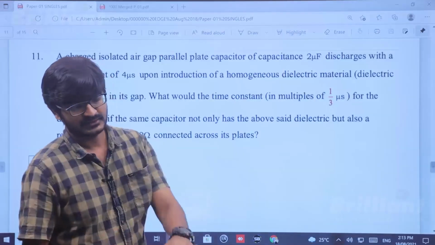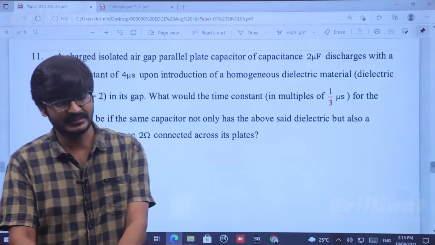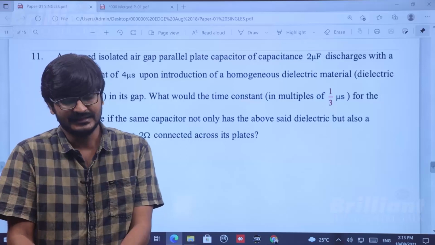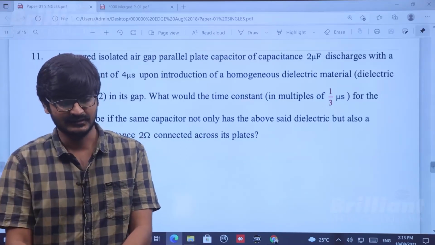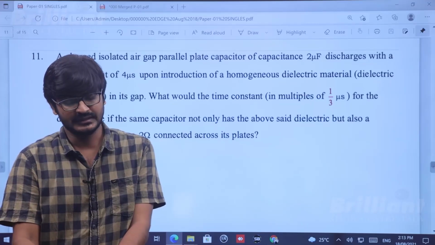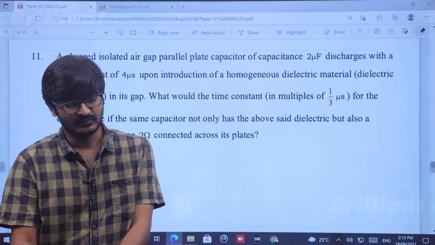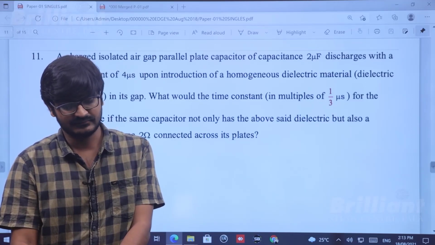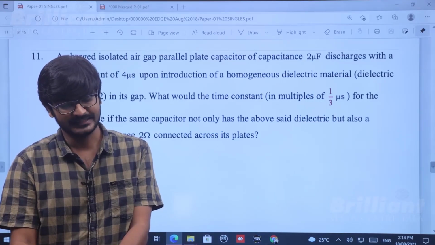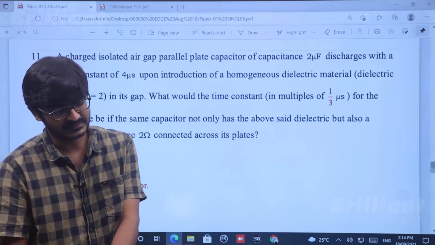Next question, you can pause and you can read the question. The question says, a charged isolated air gap parallel plate capacitor of capacitance 2 microfarad discharges with time constant 4 microseconds upon insertion of homogeneous dielectric material of dielectric constant 2 in its gap. What would be the time constant for the discharge if the same capacitor not only has the above said dielectric but also a resistance of 2 ohm connected across its plates?